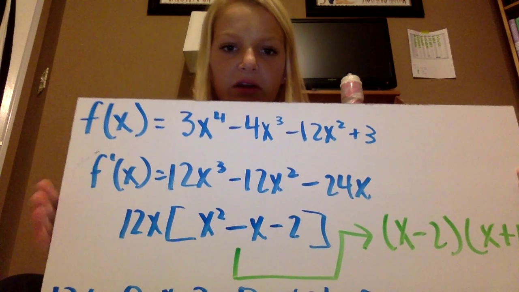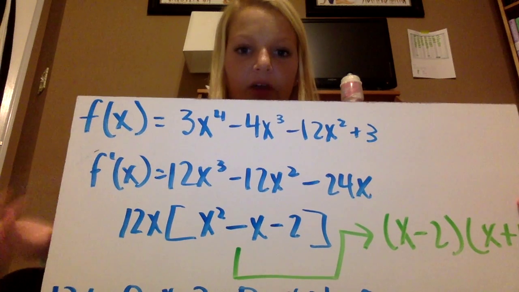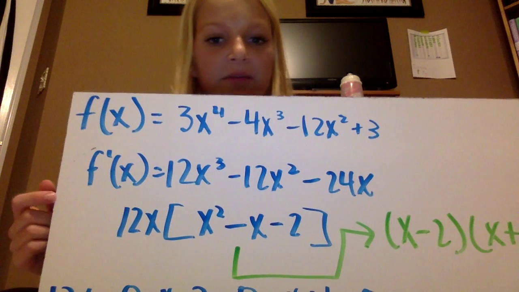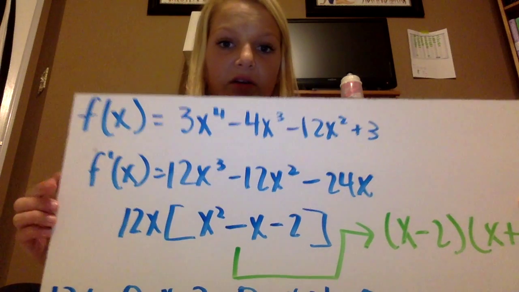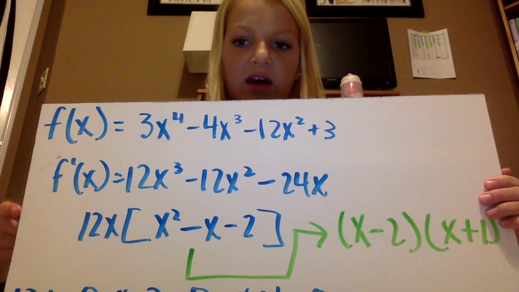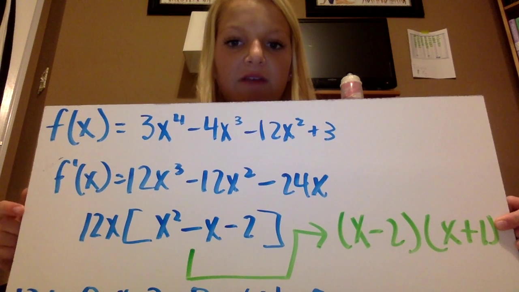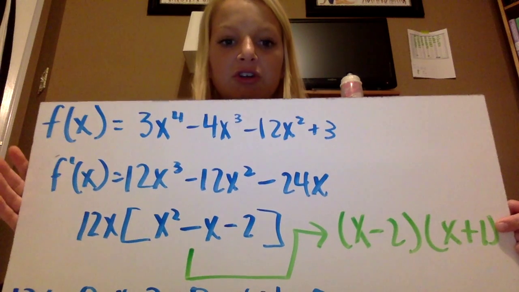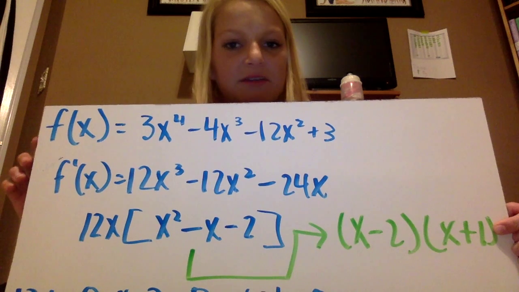So this is a way to help yourself clear all your areas. I factored out a 12x, which is our greatest common factor. Once you factor that out, you have 12x times x squared minus x minus 2. You should recognize that that is another factorable equation. I already factored that out right here. The inside parentheses factors to x minus 2 times x plus 1. So now your new factored form is 12x times x minus 2 times x plus 1.